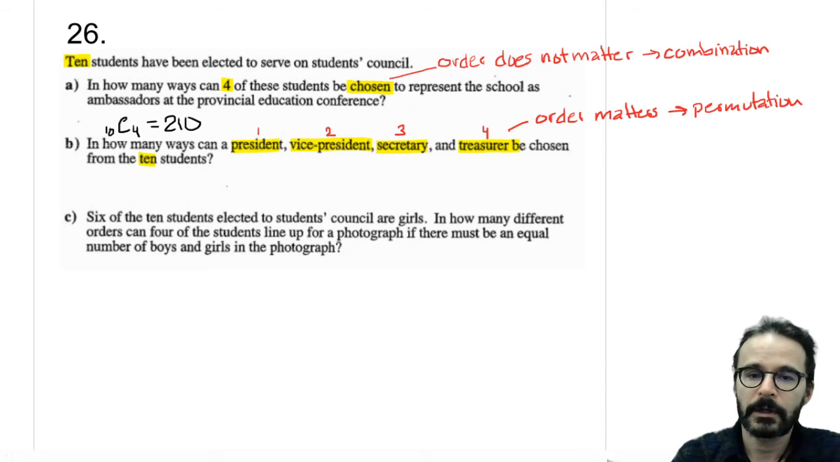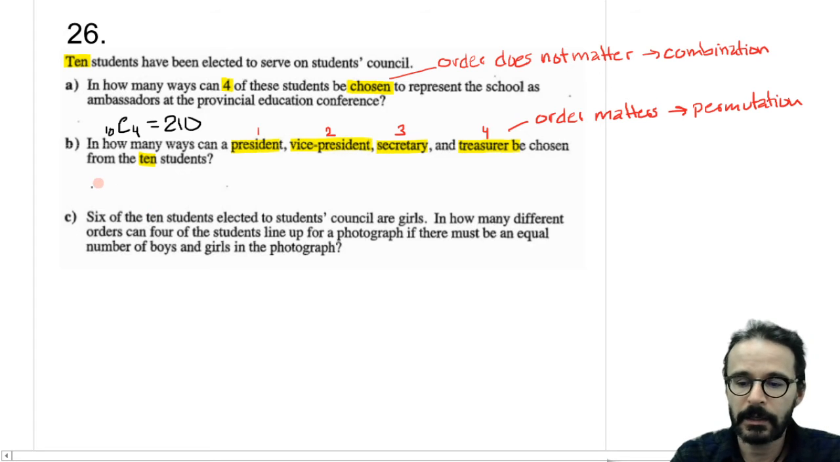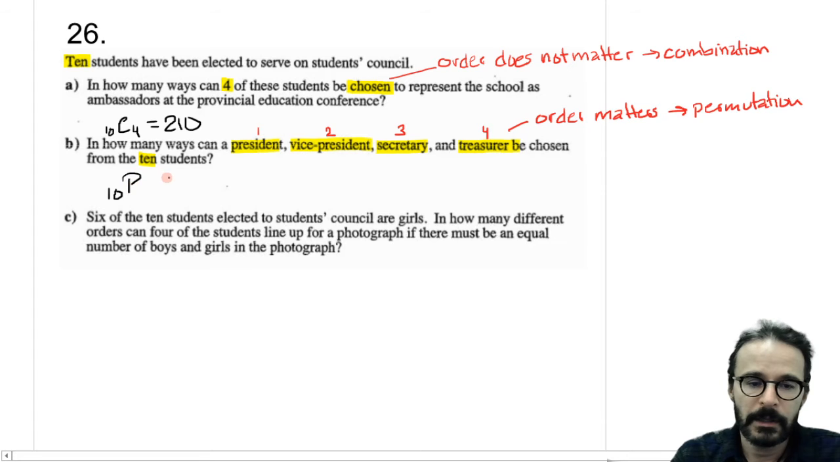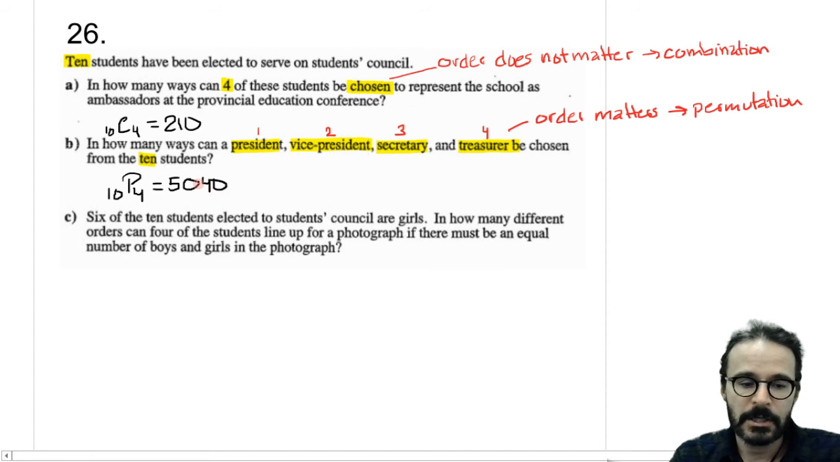Okay, so we're going to use the P notation here. We're going to say 10 P 4, which is 5,040. And in general, anytime order matters, we would have more arrangements. You can very clearly see here, we would have more arrangements than if order doesn't matter.